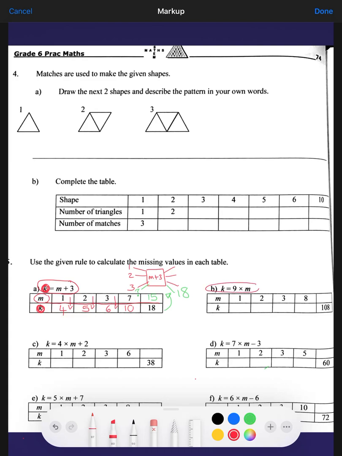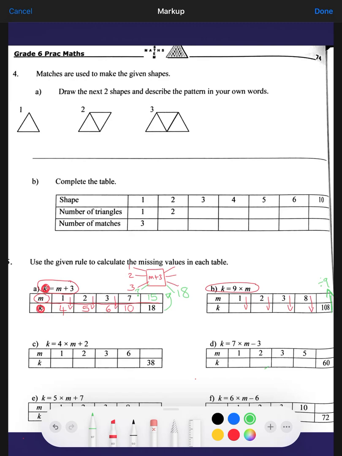In the next one, look at the rule here. K equals 9 times M. So all that means is you need to take the top number times 9 to get the bottom number. Except for this one, where you are reversing. So instead of timesing by 9 here, you'll divide by 9. You have to do the opposite. Okay.